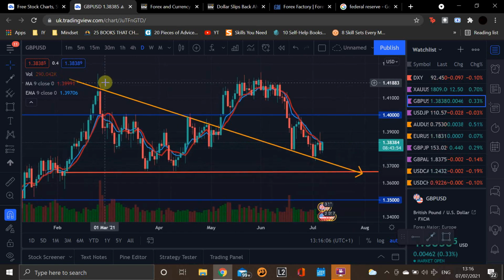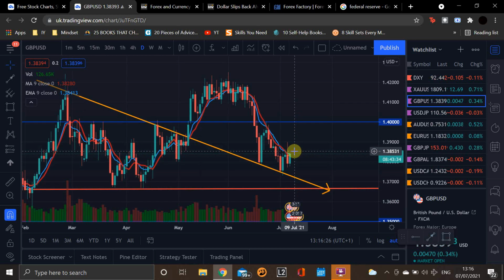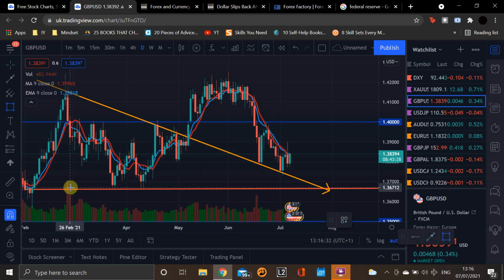So touched here, touched here, touched here. Broke out of that area. Kind of had some weird kind of cup and handle. Touched here, touched here. I mean, this resistance area, I'll put a box around it, that's what I'll do.